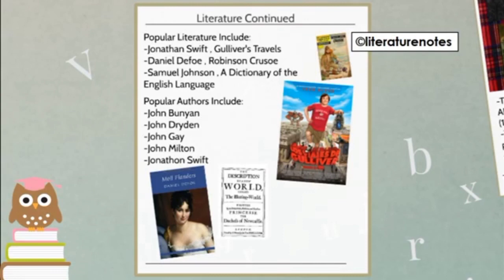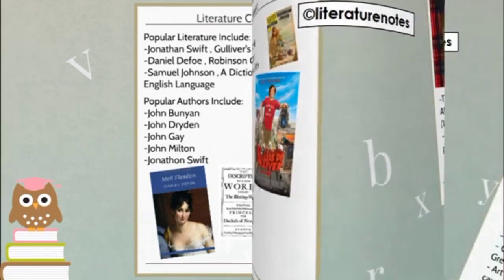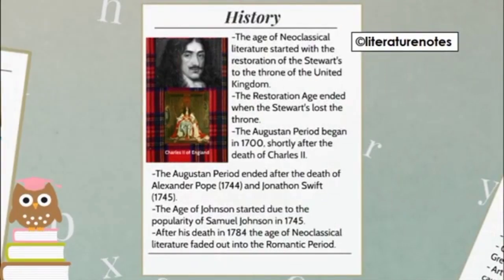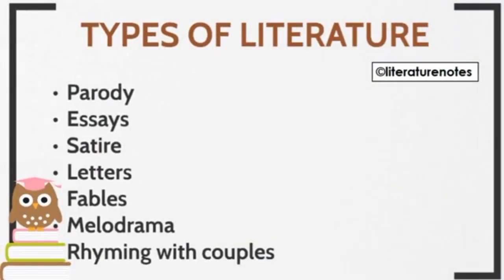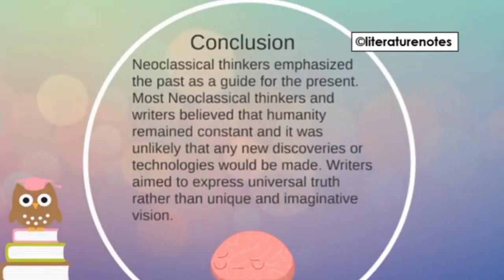The popular literature includes Jonathan Swift, and popular authors include John Dryden and also John Milton and Jonathan Swift, and how they divided into the history of neoclassical. The neoclassical age is the literature in which you can find the Augustan period enlightened by the age of this era, that can be made through the ages up to 1784, and these are the types of literature: parody, essay, satire, letters, fable, melodrama, rhymes, and couplets. You can find how the literature has been divided and it has been concluded in this part.